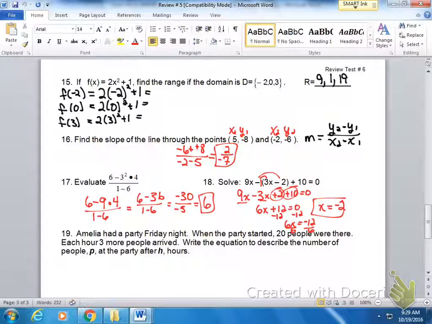And then we've seen number 19 before. I'm sure y'all can do this one on your own. It's asking how many people will be in the party after h hours. So it's going to be p equals something. Do your best. If you need help with that, come let me know.